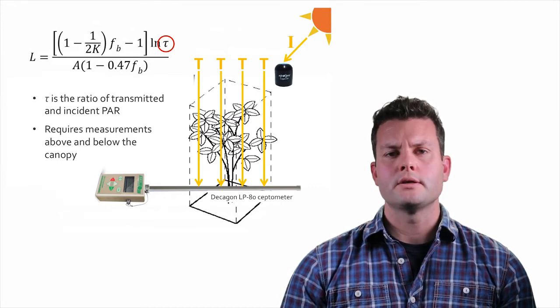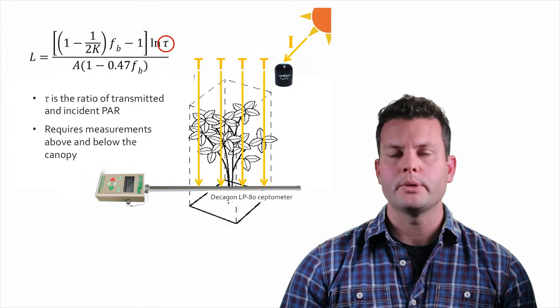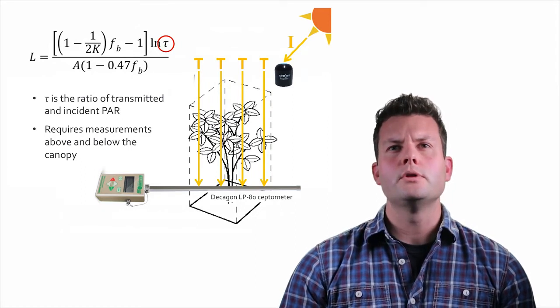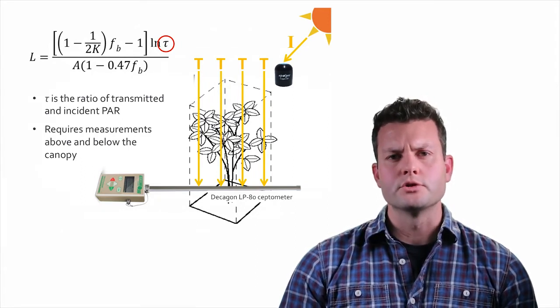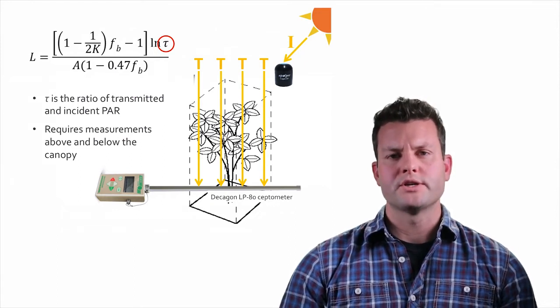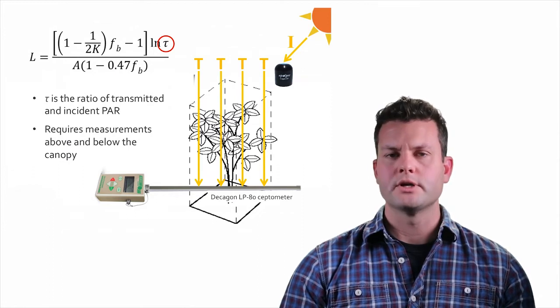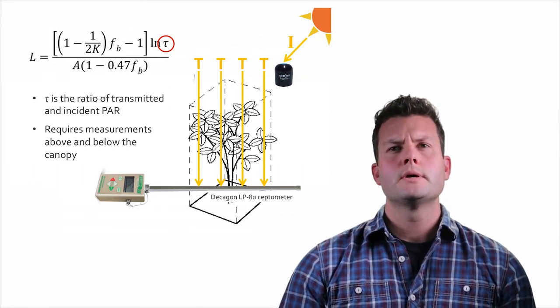Now it might be the case that your canopy is extremely tall and you say, well, I can't get a PAR sensor up above the canopy. There's at least one solution for that. You can find a clearing or a large gap where you can place your PAR sensor and use that as a measurement of incident radiation.